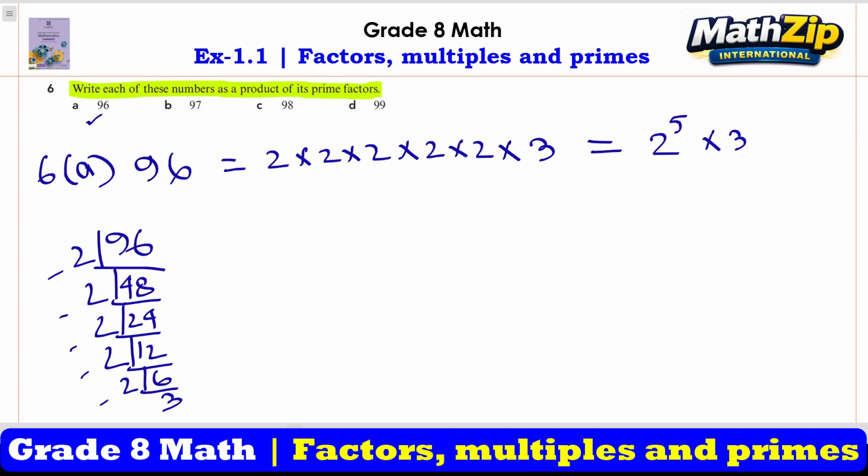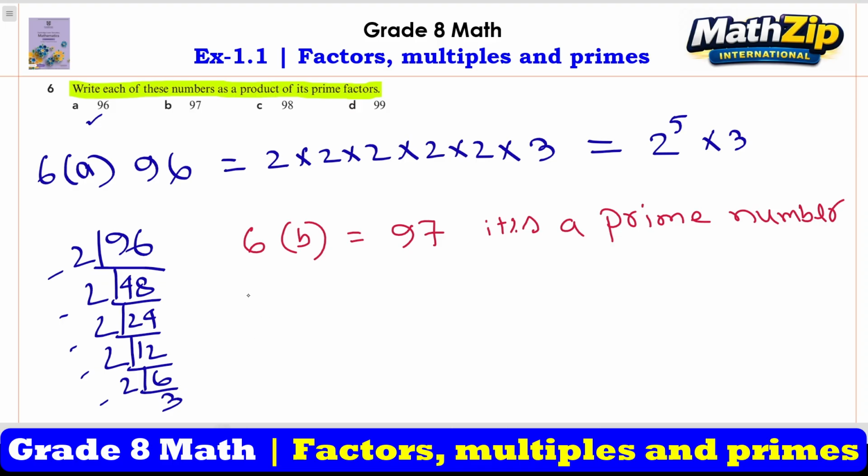Okay. Now next, number B. 6b, 97. 97 we cannot do anything because it's a prime number.